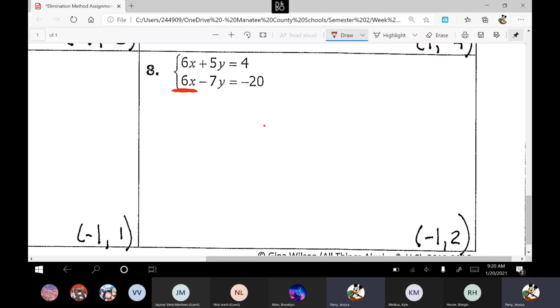So our first term here, this 6x. What is the opposite of positive 6x? Go ahead and write in the chat. What is the opposite of positive 6x? Awesome, good job. So we should get a -6x. I'm just going to put the negative sign in front of it.